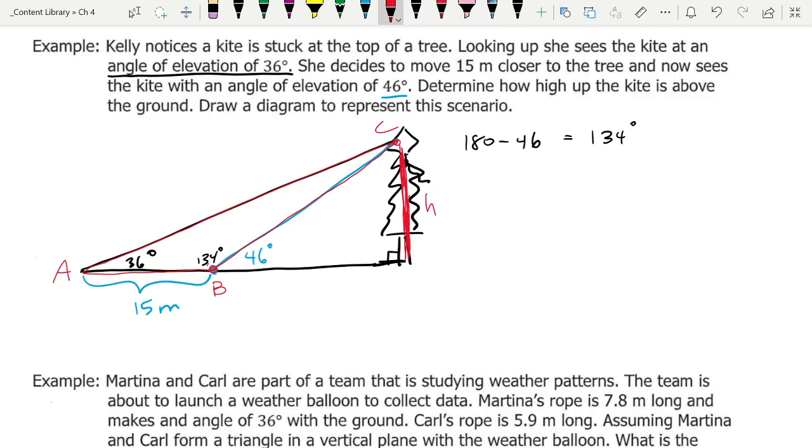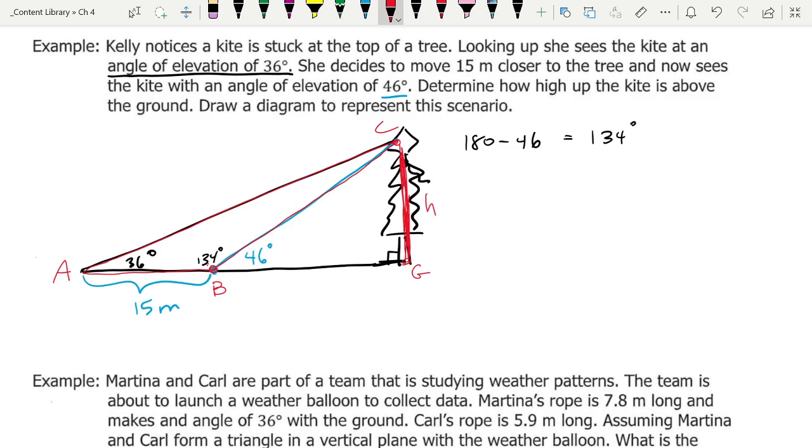How am I going to find it? Well, we're going to need SOHCAHTOA, but the problem is we don't have enough information for SOHCAHTOA. We have two different triangles that are right triangles. We have the one that goes from A to, I guess I'll call this G for ground, A to G to C. That's a right triangle. But I don't know any of the sides. I know this part of it is 15, but that's not the whole side. I know that I have triangle BGC, but I don't know any of the sides in that one.